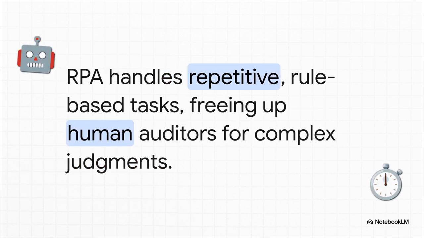Then there's RPA. The best way to think about RPA is like a tireless digital assistant for the audit team. Imagine a task like manually matching 10,000 invoices to 10,000 purchase orders. A software bot can do that in minutes without making a single mistake, freeing up the human auditor to investigate the really complex exceptions that the bot finds.